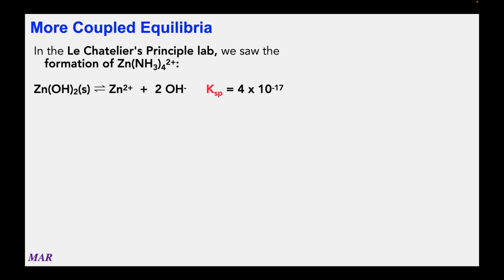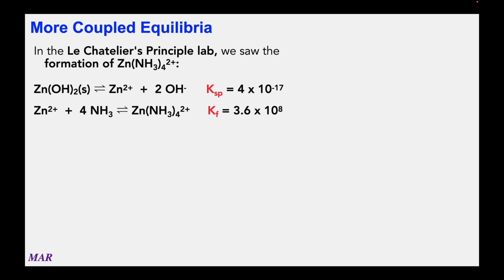We saw the formation of ZnNH342+ in the Le Chatelier's principle lab, if you're curious about that. Anyway, you can use the KSP for ZnOH2, zinc hydroxide. It breaks down to zinc 2 plus and 2 hydroxide, the KSP 4 times 10 to the minus 17th. Well, if you do the same thing like we did in the last one, zinc and ammonia make this ZnNH342+ complex ion. There's the KF value for that one, 3.6 times 10 to the 8th.